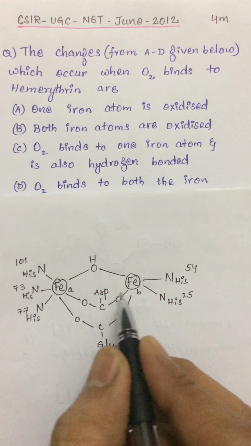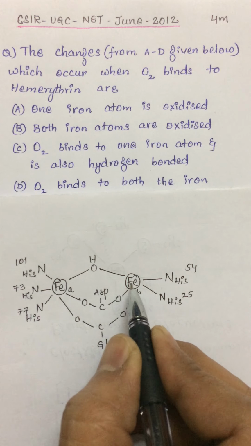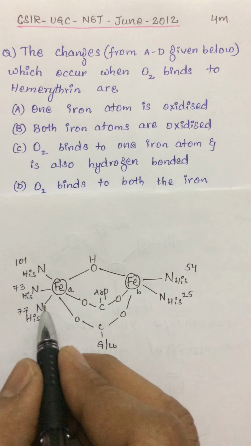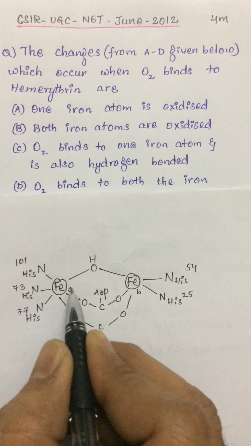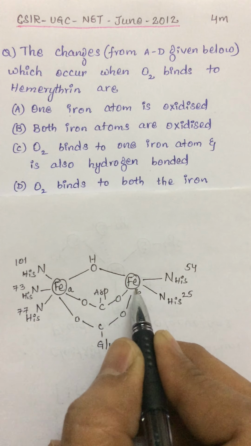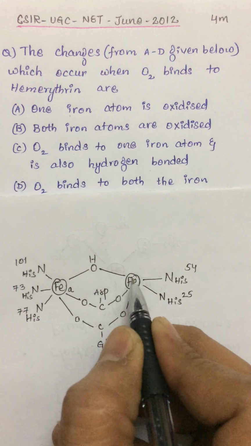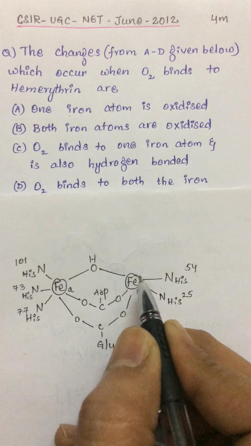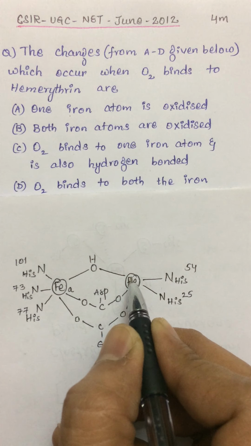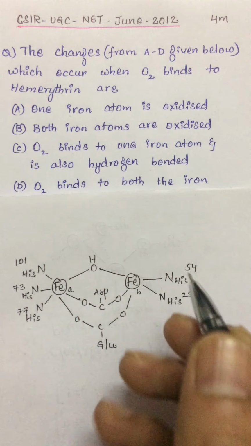So we can find the difference: iron A has a coordination number of 6, whereas iron B has a coordination number of only 5. So we can say that iron A is coordinatively saturated, whereas iron B is coordinatively unsaturated. Since this is unsaturated, the dioxygen can come and bind to iron B. So here we are getting one of the options. Dioxygen can bind only to one of the iron atoms. There is also a possibility of hydrogen bond.